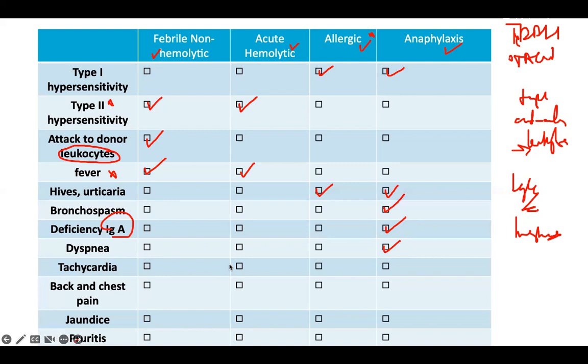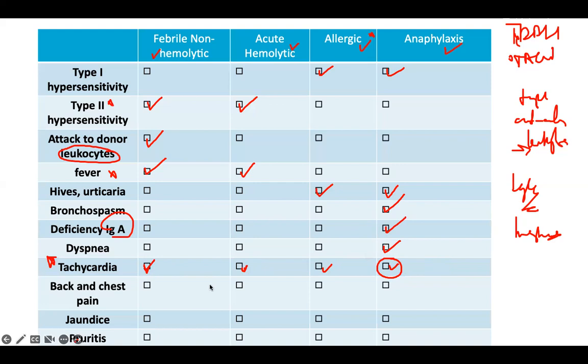Tachycardia can be broad. When you're febrile, your heart rate can go up. It's common, it will happen. With acute hemolytic anemia, you may have a little bit of tachycardia because of the anxiety. Allergic reaction is also possible. So you can see it's non-specific for all of them. It's more common with the anaphylactic, but you can see it in all of them.